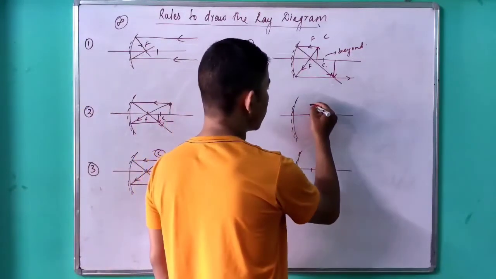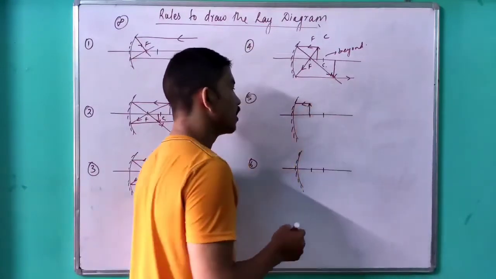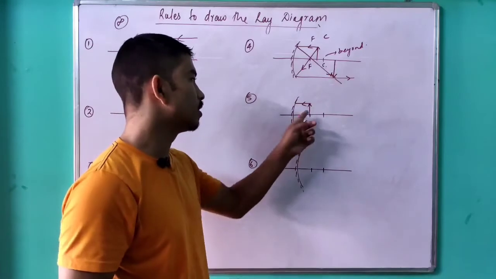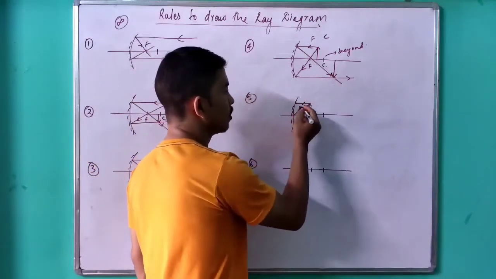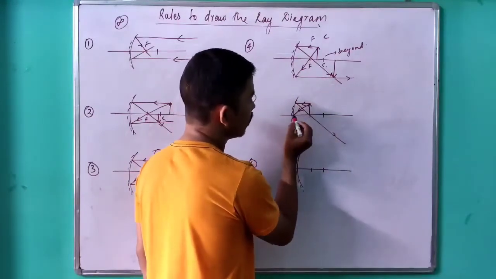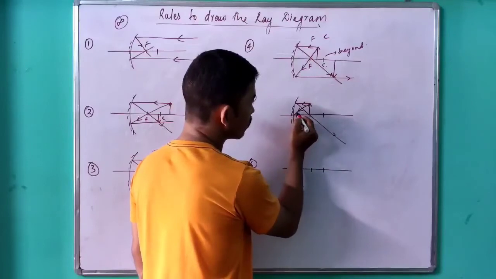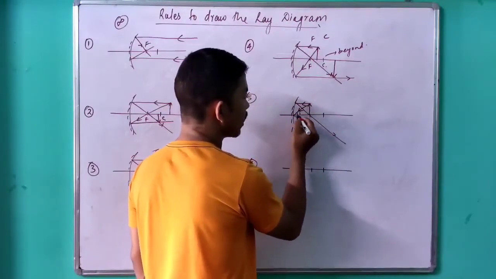Now coming to another case, when the object is at focus, one ray I draw parallel. Now I cannot draw another ray passing through the focus, so I will draw another ray incident at the pole. The parallel one will pass through the focus, and this one will follow the same path. If it is incident at angle i, it will get reflected with the same angle r.